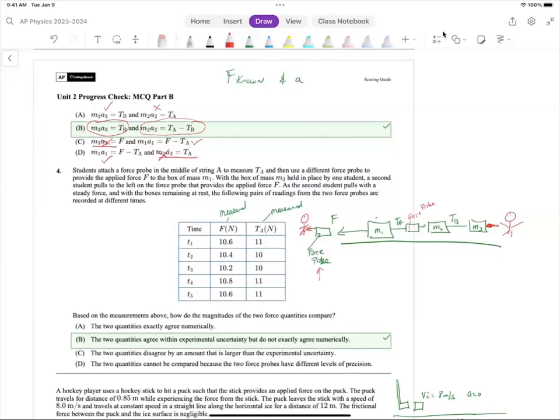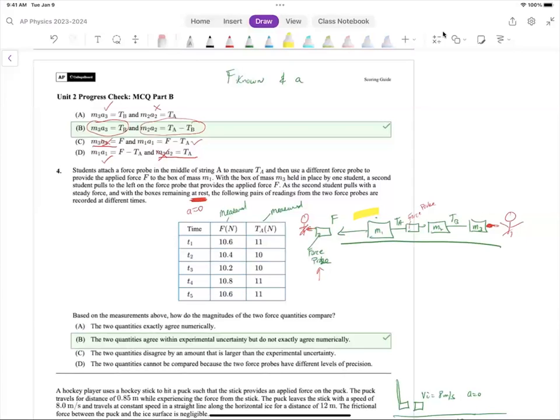Okay, so think about it. I'm pulling to the left, the other student's pulling to the right, and everything remains at rest. Acceleration equals 0. The net force on each one of those things has to be equal to 0. This force here, force applied, should equal that force of tension, TA, which is pulling to the right on M1.